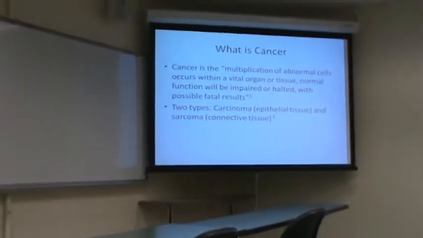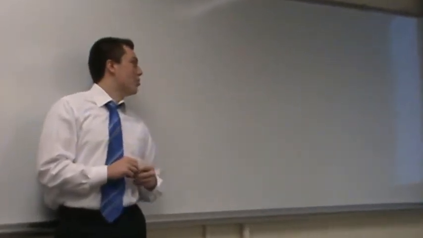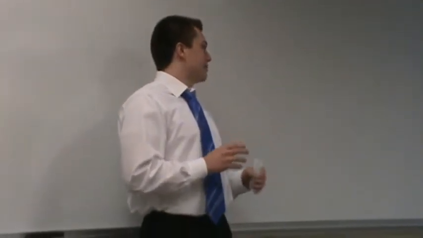What is cancer? Cancer is a multiplication of abnormal cells that occurs within a vital organ or tissue. Normal function will be impaired or halted with possible fatal results. There are also more than 100 known types of cancer. The two major types of cancer are carcinoma, which originates in the epithelial tissue, and sarcoma, which originates in the connective tissue.